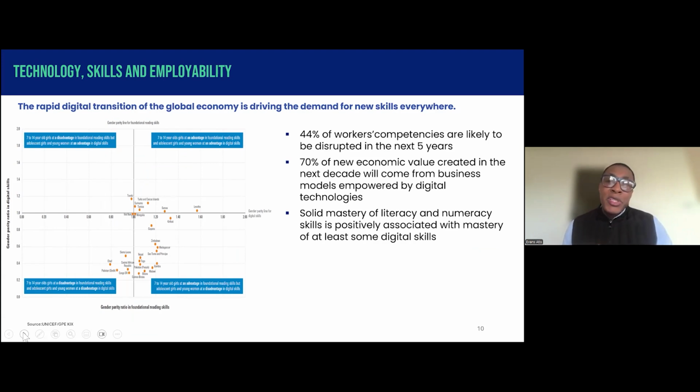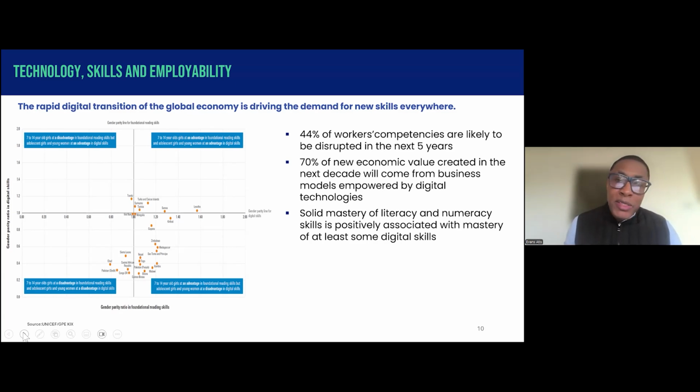However, to acquire the digital skills to thrive, you need to have the foundational skills. And what we are seeing in some countries, like Pakistan and Nepal, is that in Pakistan, girls are at a disadvantage in foundational reading skills and also in digital skills. In Nepal, girls are at an advantage in foundational skills, but they still have issues with digital skills. So we're trying to see how we need to link foundational skills to be able to acquire basic and advanced digital skills later and to thrive.